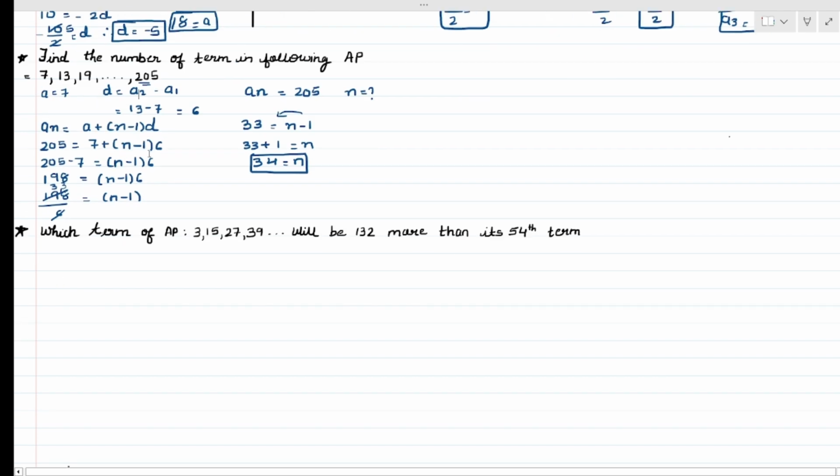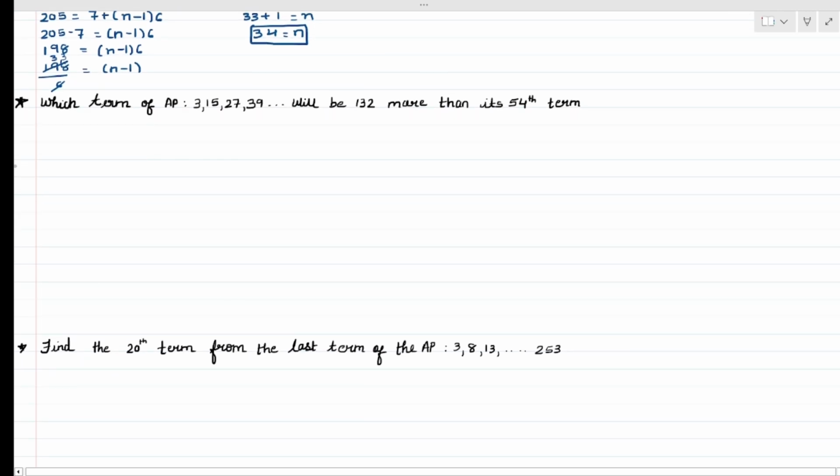Okay. Clear? Moving on to our next sum, which says, which term? Again, in this case we are asked for which term. That means in this case also we are asked for N. Which term of the AP 3, 15, 27, 39 and so on, this means it is an infinite AP, will be 132 more than its 54th term? The question asked over here is, at what term AN is 132 more than the 54th term?